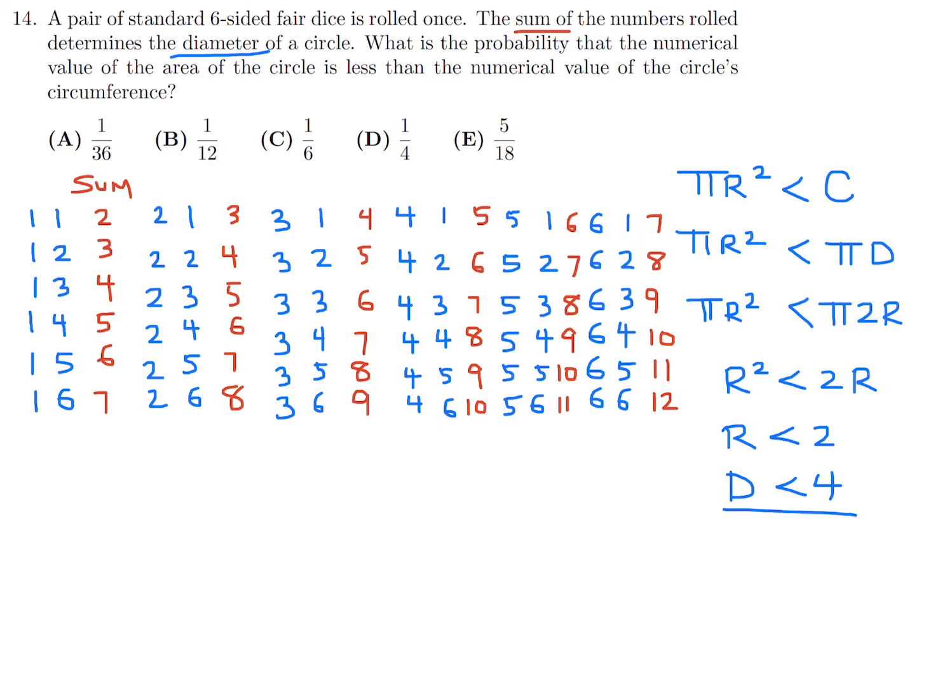And now let's talk about how many of these sums create a diameter less than 4. Well, there's not that many. This one, and this one. I think those are the only ones where the sum is a number less than 4. And that's it. So of the 36 possible outcomes when you roll the dice, only 3 of them are less than 4. So that means 1 over 12 is the probability. So number 14, the answer is B.